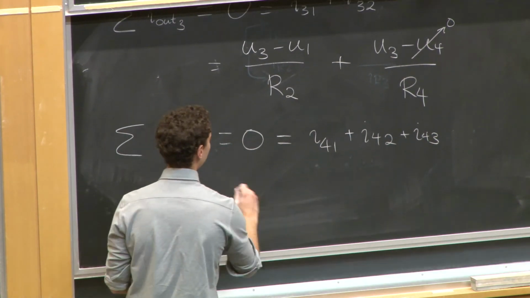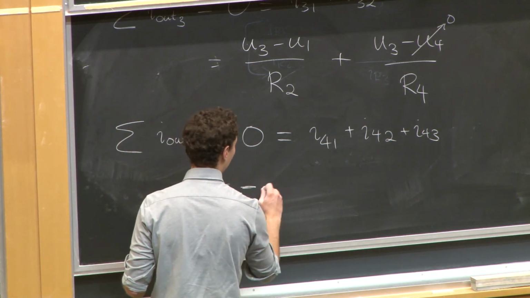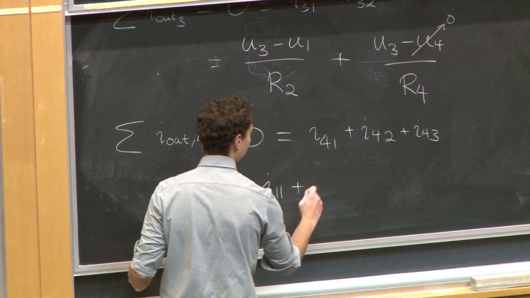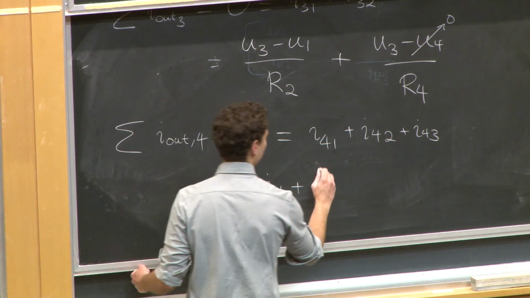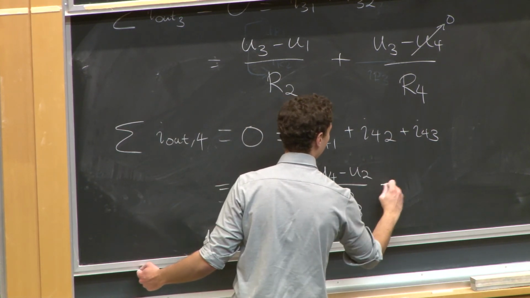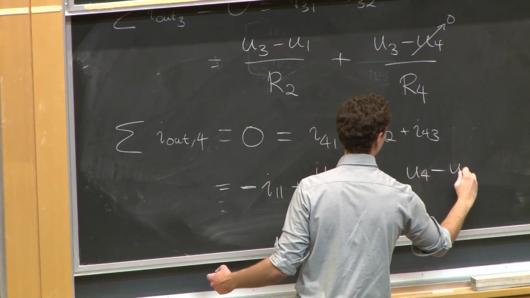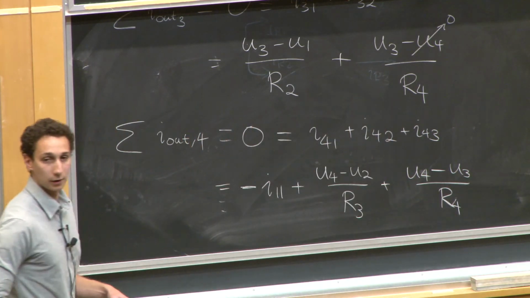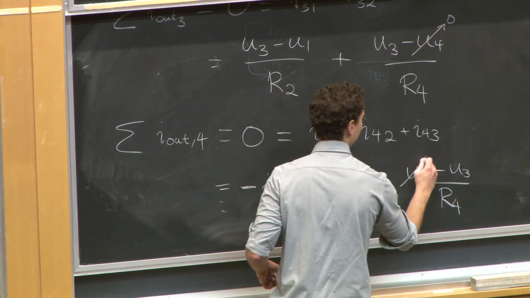What's this equal to? Negative I11. We'll talk about this in just a second. Let's get the easy ones here, the Ohm's law ones. U4 minus U2 over R3 plus U4 minus U3 over R4. Great. And again, U4 is equal to 0.